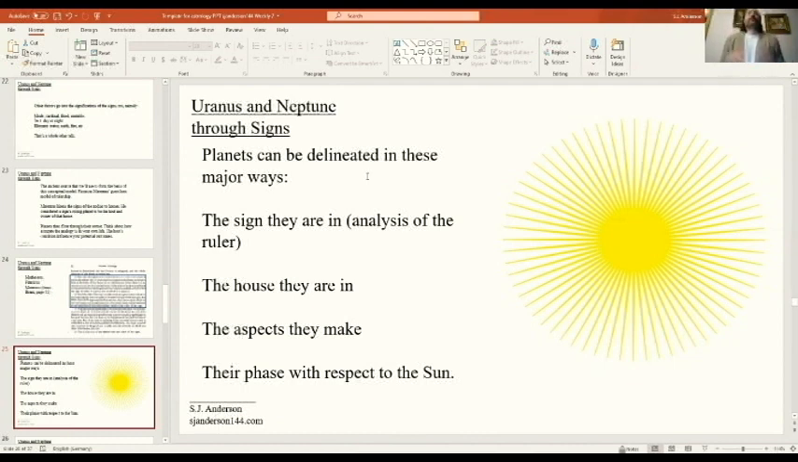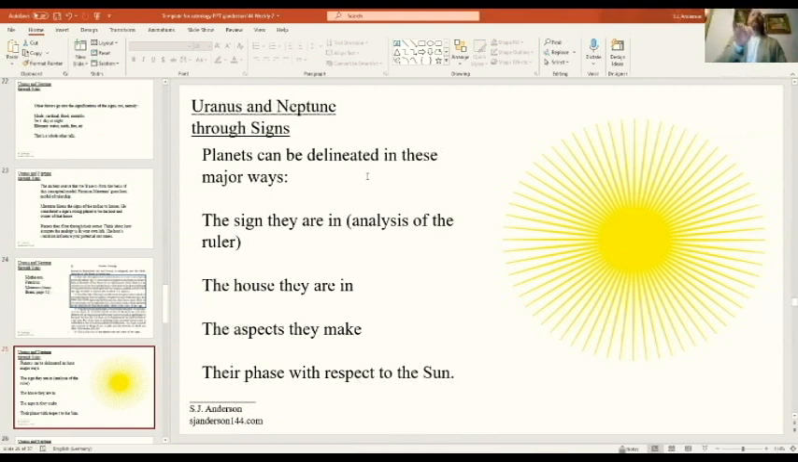There's no way to lose sight of what may or may not be happening. It's a foundation and a kind of lens through which to engage a chart. So here's the slide. Planets can be delineated in these major ways: the sign they're in, and then you have an analysis of the ruler. That's what I was just saying. You find the sign, you find the ruling planet, and then you explore combinations.